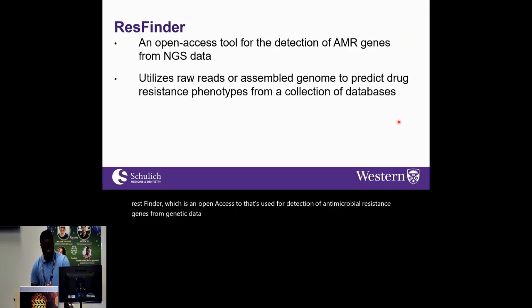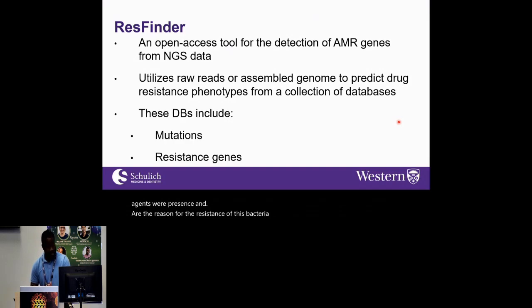And what ResFinder does is it uses your raw sequence reads or even your assembled genomes and then tries to predict antimicrobial resistance genes and phenotypes from a collection of databases that's been built from studies that did phenotypic tests on these bacteria, and then they were able to see that these bacteria were resistant and these genes were present and are the reason for the resistance of these bacteria.